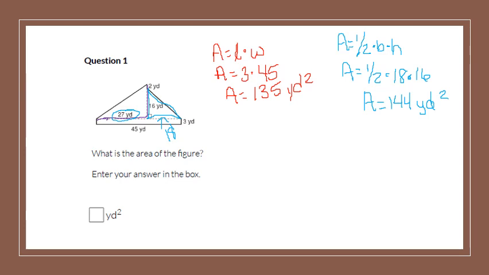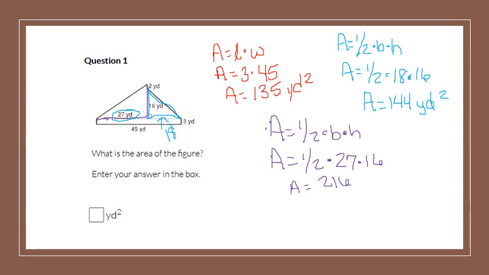Now I'm going to do the purple triangle on the left. So I've got 1/2 times the base times the height. The base is 27 and the height is 16. When I multiply that together, I get 216 yards squared.